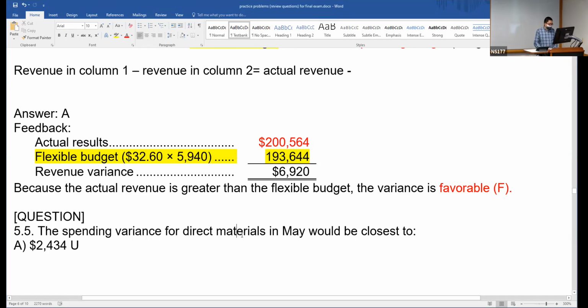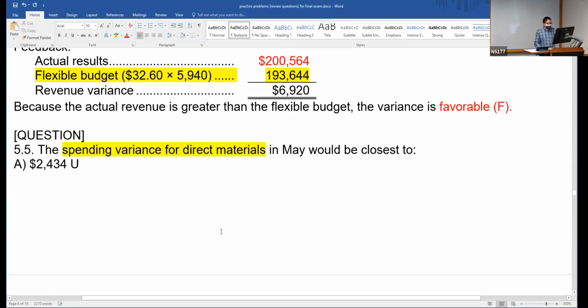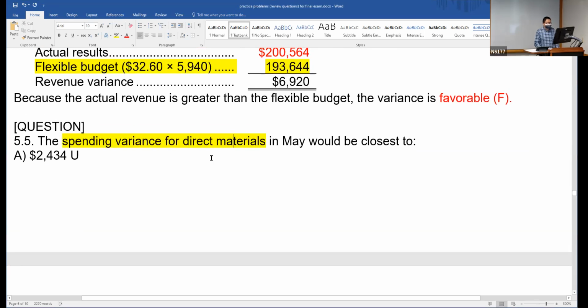Okay, and then if not, maybe we can talk about the last part of question 5. We're going to calculate the spending variance for developed materials. So just the developed material costs in column 1 and in column 2. We call this the spending variance.